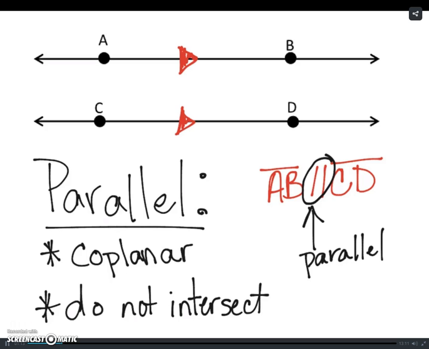And again, that means that these lines, no matter how far they go, because they all have arrows at the end, are never going to touch. They go on forever, and those two lines will never touch. We also have skew lines, so let's look at those.